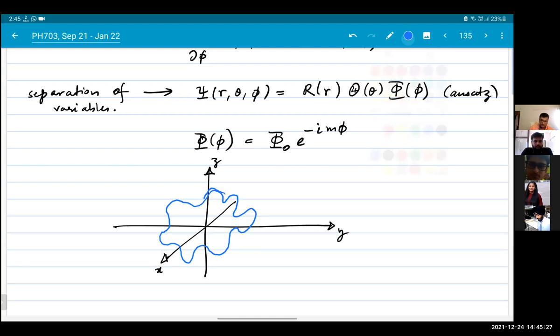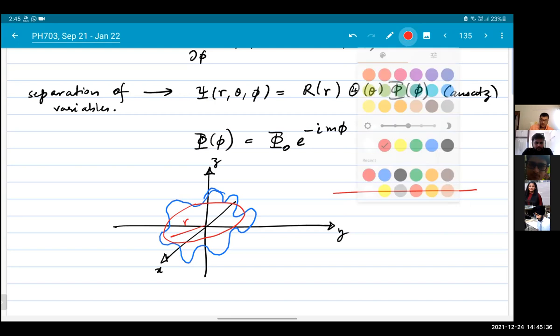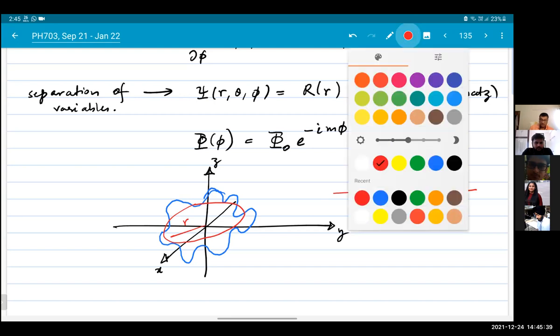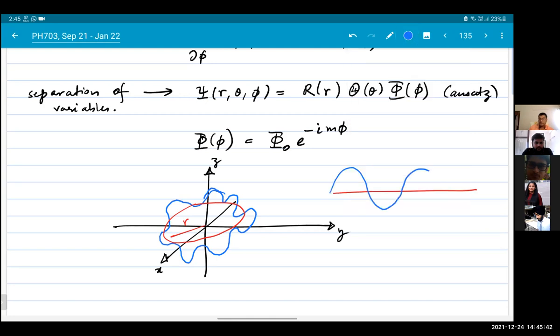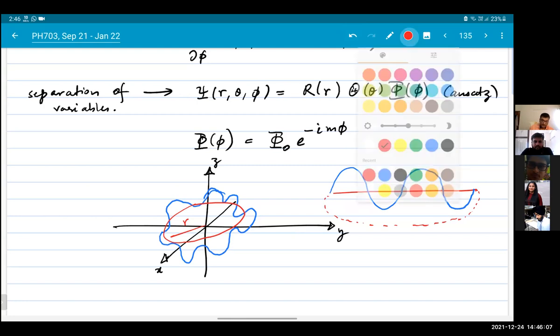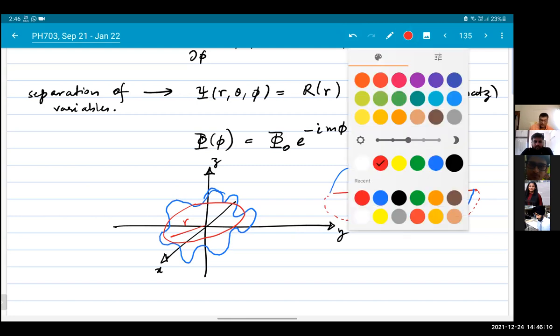So imagine that there is a circle of radius r. R is fixed. So this is my circle, and on this circle I have a wave like this. And what you do is you join the opposite ends of this circle, so that it becomes a circle. And if you do this, what you will find is that you have this requirement.